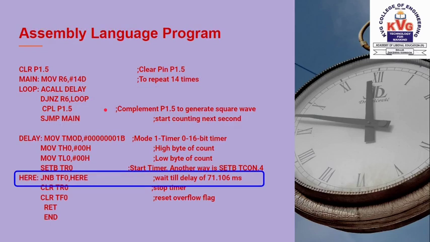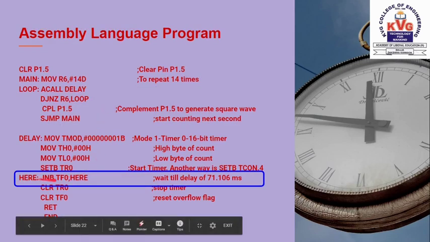So how this instruction works is, jump on no bit TF0 here. As long as it is counting, as long as the count is lesser than the maximum count, this bit will be 0. Since it is 0, since it is no bit, go back to here. So it will go on circulating in this instruction until the maximum count is reached. This bit will become 1 and it will get out of the loop.